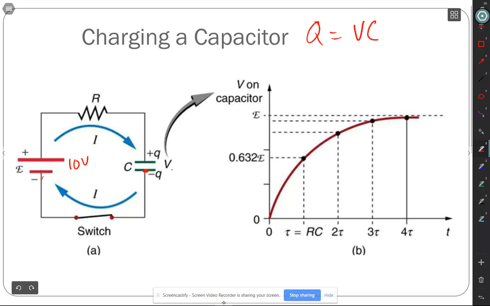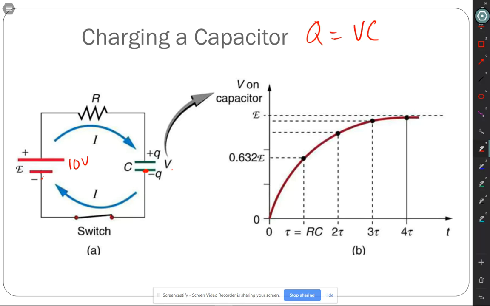But as it adds charge, then the voltage is going to increase. And if the voltage on the capacitor increases, the voltage on the resistor decreases. If the voltage on the resistor decreases, what happens to the current? Decreases. Yeah, because I is equal to V over R. So the voltage difference on the resistor decreases, then the current decreases.